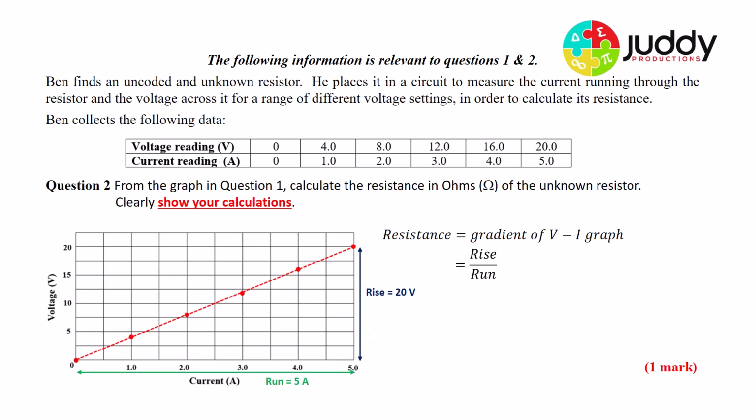And in terms of a run, how far does it run from left to right? So it starts at 0 amps and runs all the way across to 5 amps. So that's got a run of 5. So the resistance is rise over run, that's 20 divided by 5, gives us a value of 4 ohms.